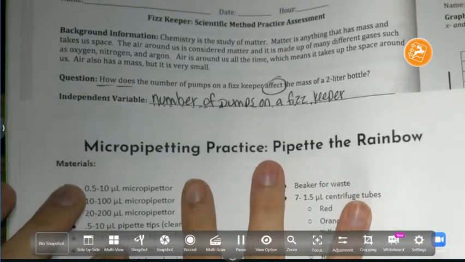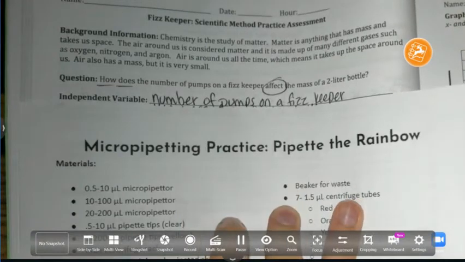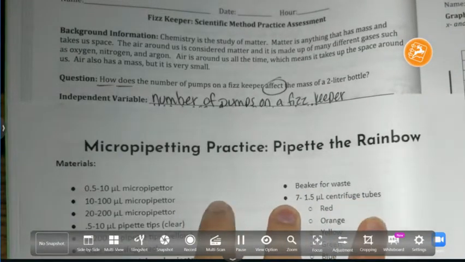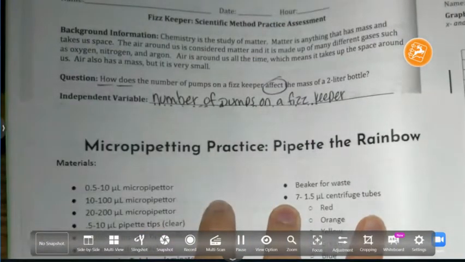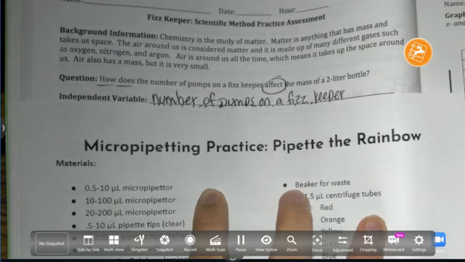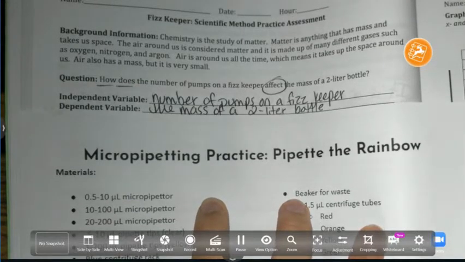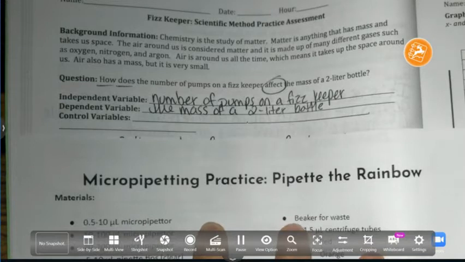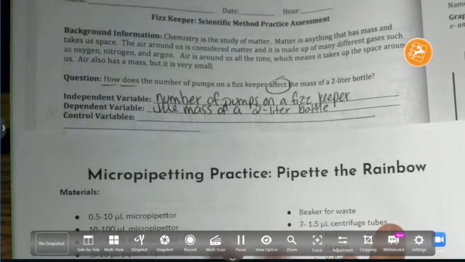Yeah, and you can add on Fizz Keeper if you want. If you just wrote number of pumps, that is okay too. Molly, do you know the dependent or do you have a question? What you got? Beautiful. I didn't write any controls because I wanted people to share. Help me out.